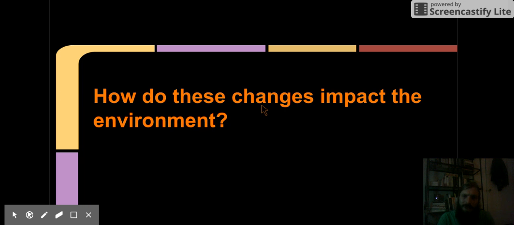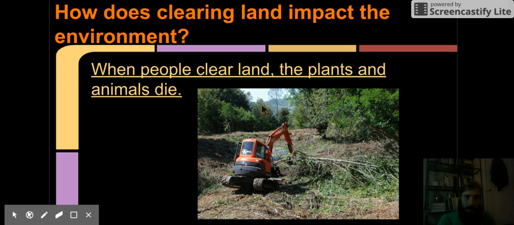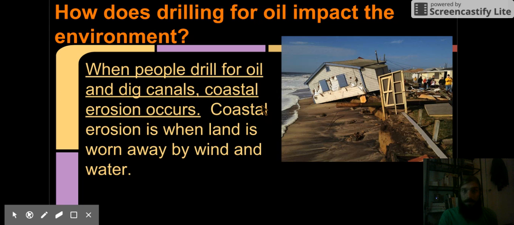Now, how do these changes impact the environment? People are doing all these things to the land. How does it impact the land? Okay, now we're going to fill out that second column of your worksheet. How does clearing land impact the environment? Well, when people clear land, the plants and animals die. All right, the plants are mostly chopped down. Those plants provided homes for animals that no longer have homes, and they have to flee.